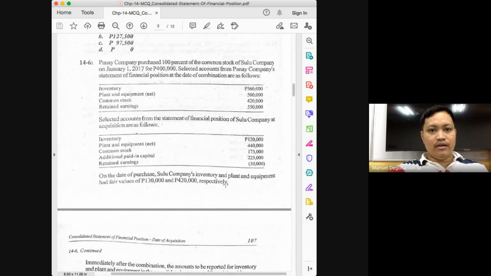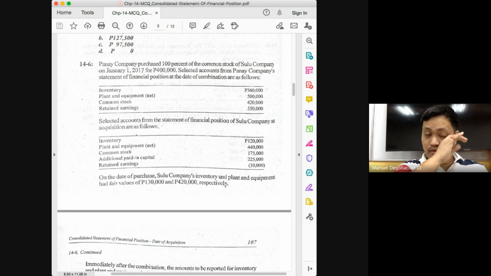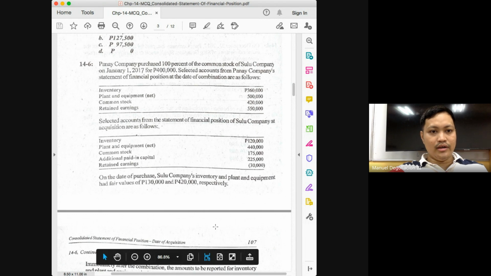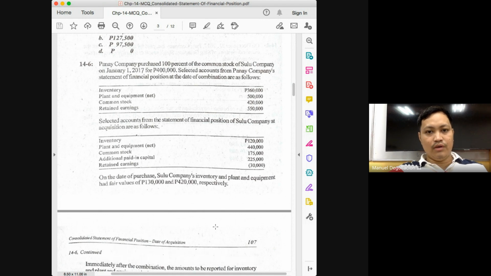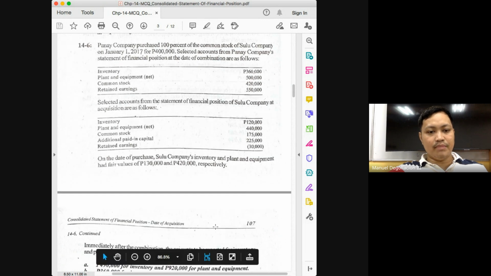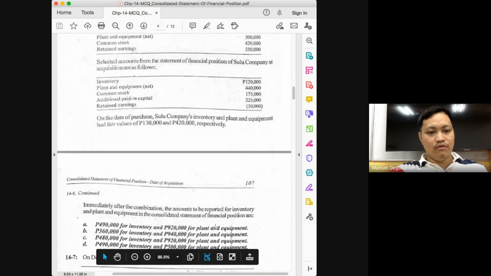First table there, selected accounts from Panay, which would be our acquirer. We have their inventory of 360. And then for the acquiree, Sulu, instead of 120, we will be using the fair value of 130. So this would simply be 360 plus 130. That will give you 490. So it's going to be either A or D.